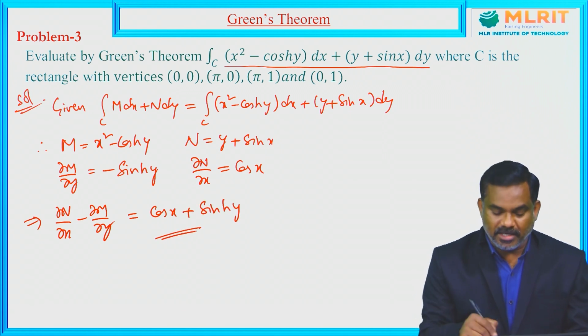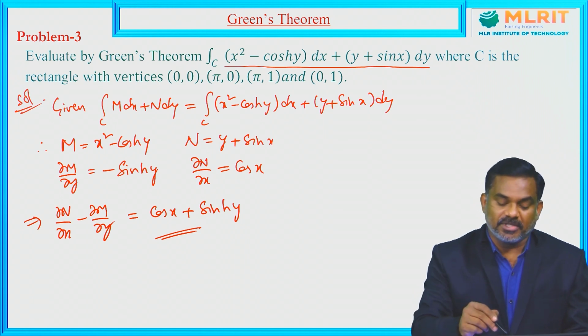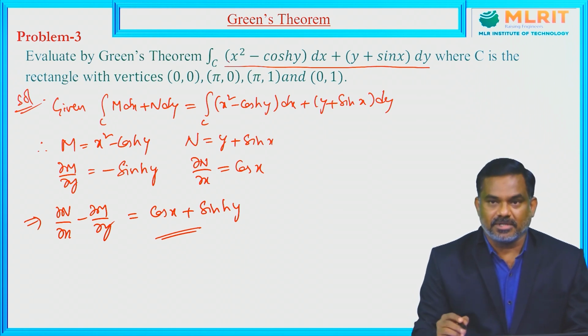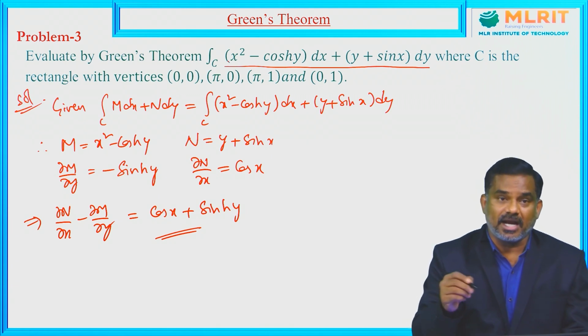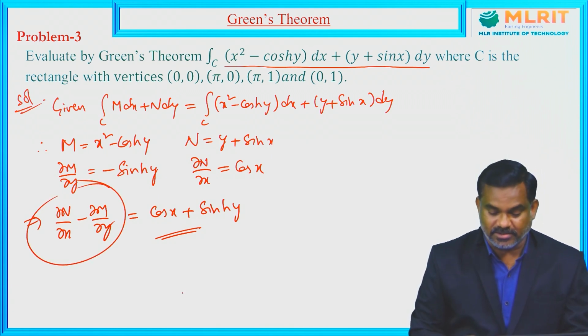Why we are calculating all this? To apply Green's theorem, we transform this line integral into surface integral, and in surface integral the integrand is dou n by dou x minus dou m by dou y. That's why we are calculating all this.